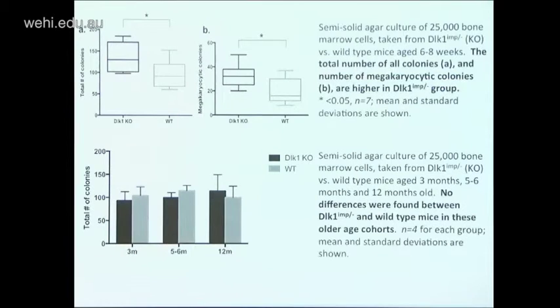But when you look at the agar culture assay, again, as we've seen with the fetal livers, the knocking out of Dlk1 seems to lead to increased colony numbers in the total number of colonies as well as in the megakaryocyte colonies. And this difference, however, seems to disappear in the older age cohorts. When you use older mice, there's no difference.